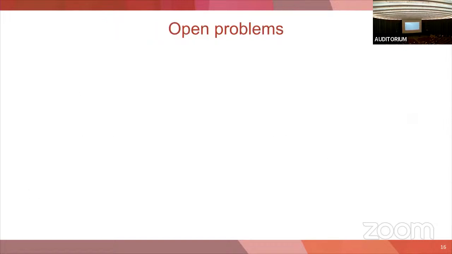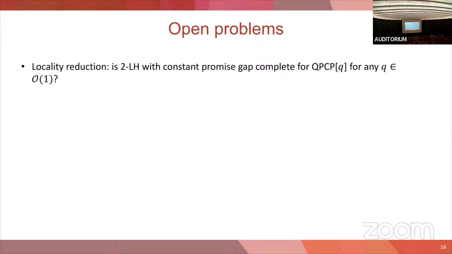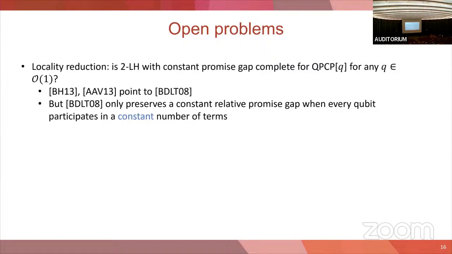We also have some open problems that are still left. Locality reduction. A lot of works regarding QPCPs, for example, the one by Aharonov and Harrow from over 10 years ago, and also the review paper, point to a result by Bravyi and others, looking at Hamiltonian gadget reductions to reduce the locality. And so the question is whether the two-local Hamiltonian problem is already complete for the class QPCP, even when the number of queries is larger than 2.